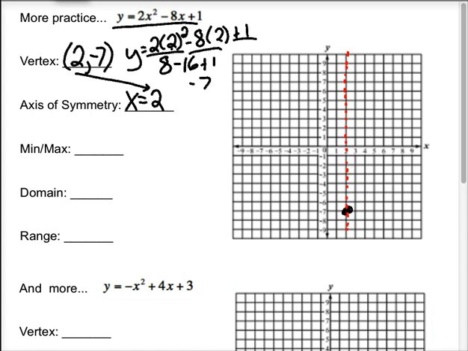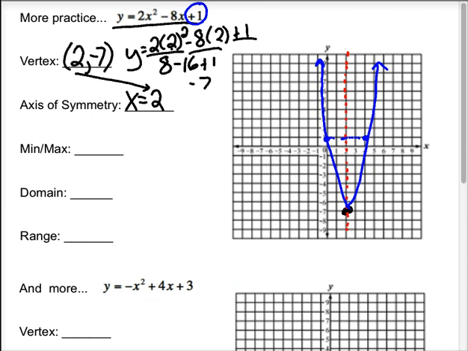Now to finish the graph, remember I need that y-intercept. So here, the y-intercept is up at +1, okay? And then I reflect it over, so it's 2 away. So I go 2 away in the other direction to get my other point. Now that I have those 3 points, I connect them, and that'll give me my parabola.